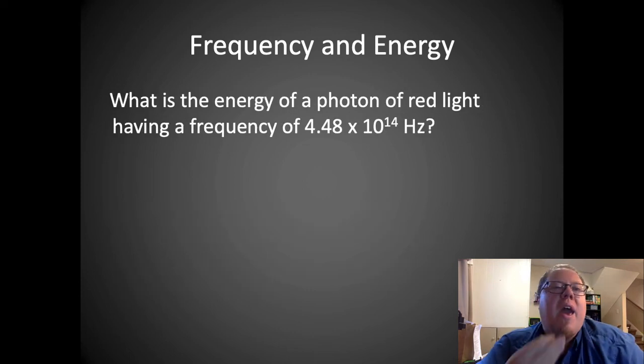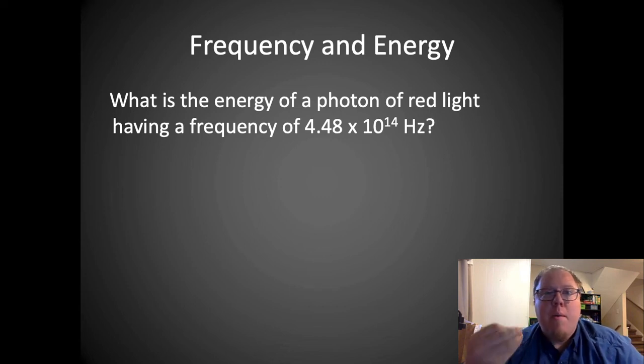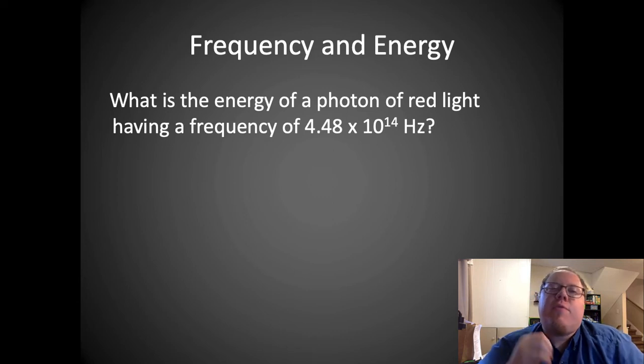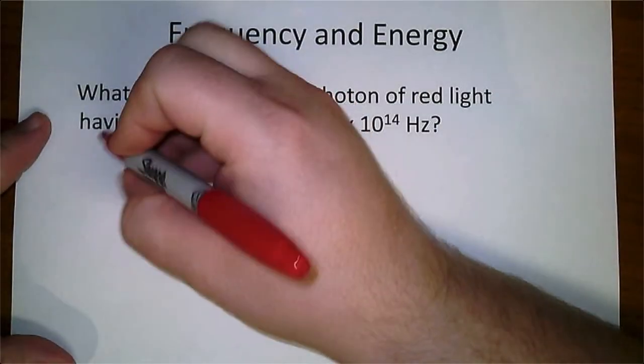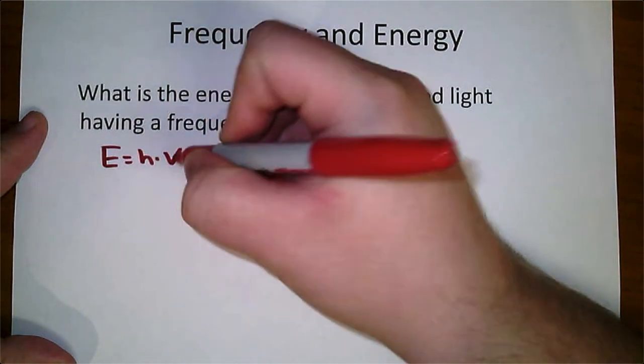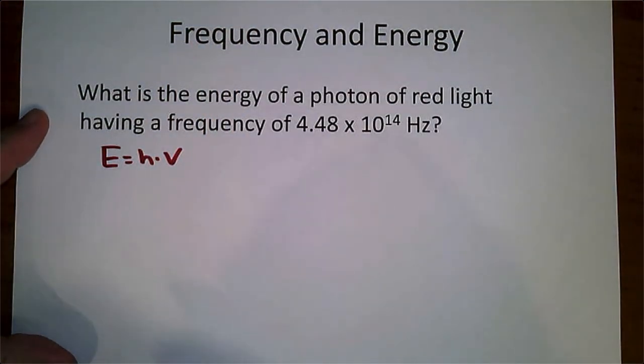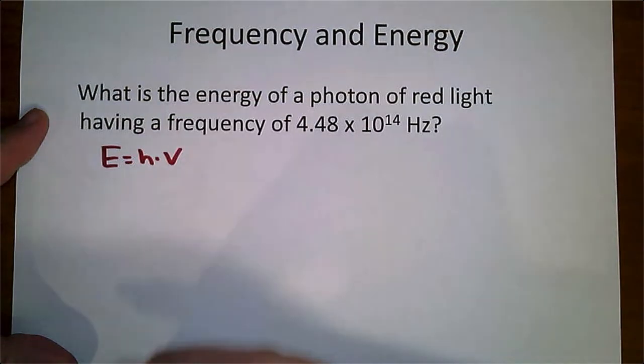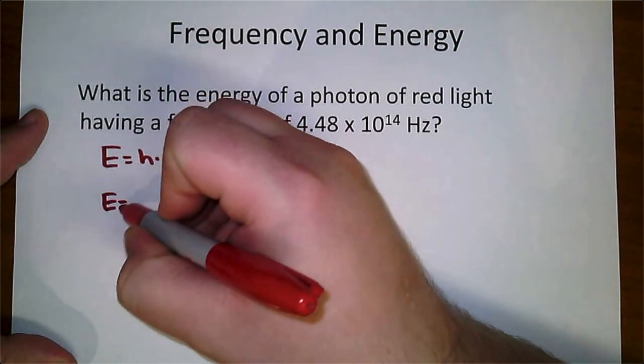All right, so if I want to know the energy of a photon, a particle of light, that happens to be red, I want to know its energy because it is a packet of energy. And it has a frequency of 4.48 times 10 to the power of 14 hertz. So first off, here is my equation. E equals Planck's constant times the frequency. Now in this case, I don't know what the energy is.